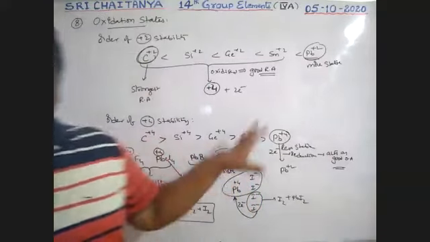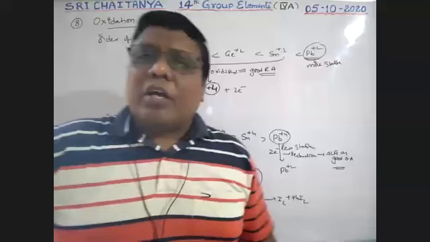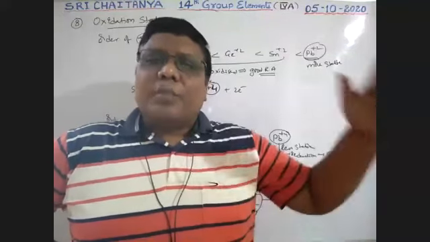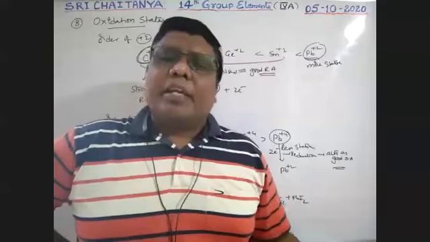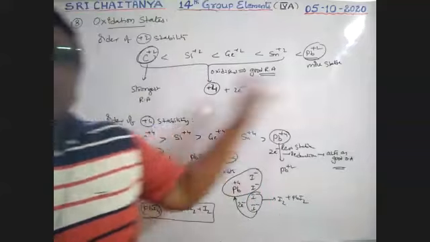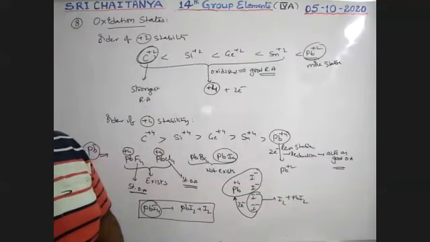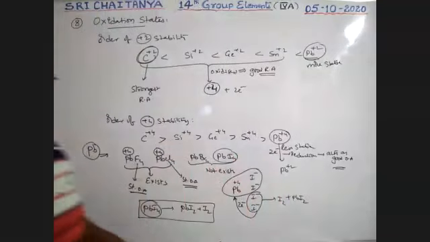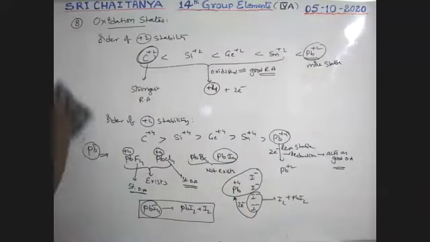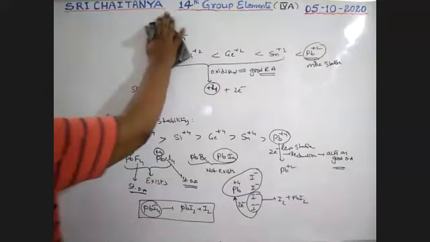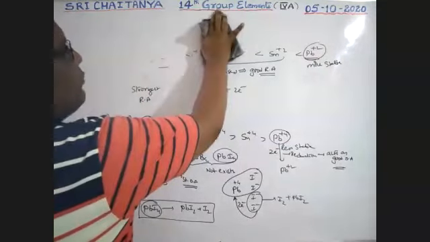Okay, so this is about oxidation state. The common oxidation states exhibited by 14th group elements are +2 and +4. +4 stability decreases from top to bottom and +2 stability increases due to inert pair effect. So this is all about oxidation states. Let us observe the next concept, that is nature of bonding.